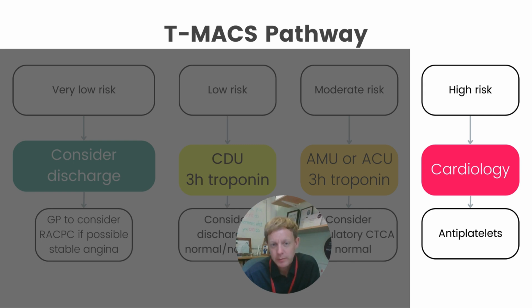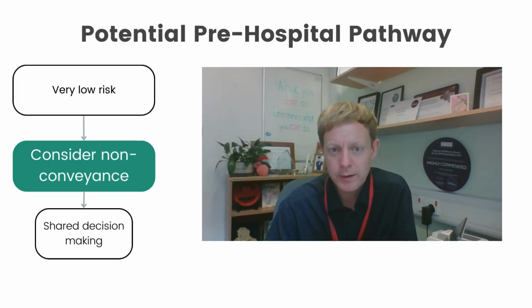And finally, if the probability is at least 95%, then we assign the patients to a high-risk group. Those patients can be referred directly to cardiology, have treatment for non-ST elevation acute coronary syndromes. So how would it work in ambulances? Well, the pathway would be fairly similar.